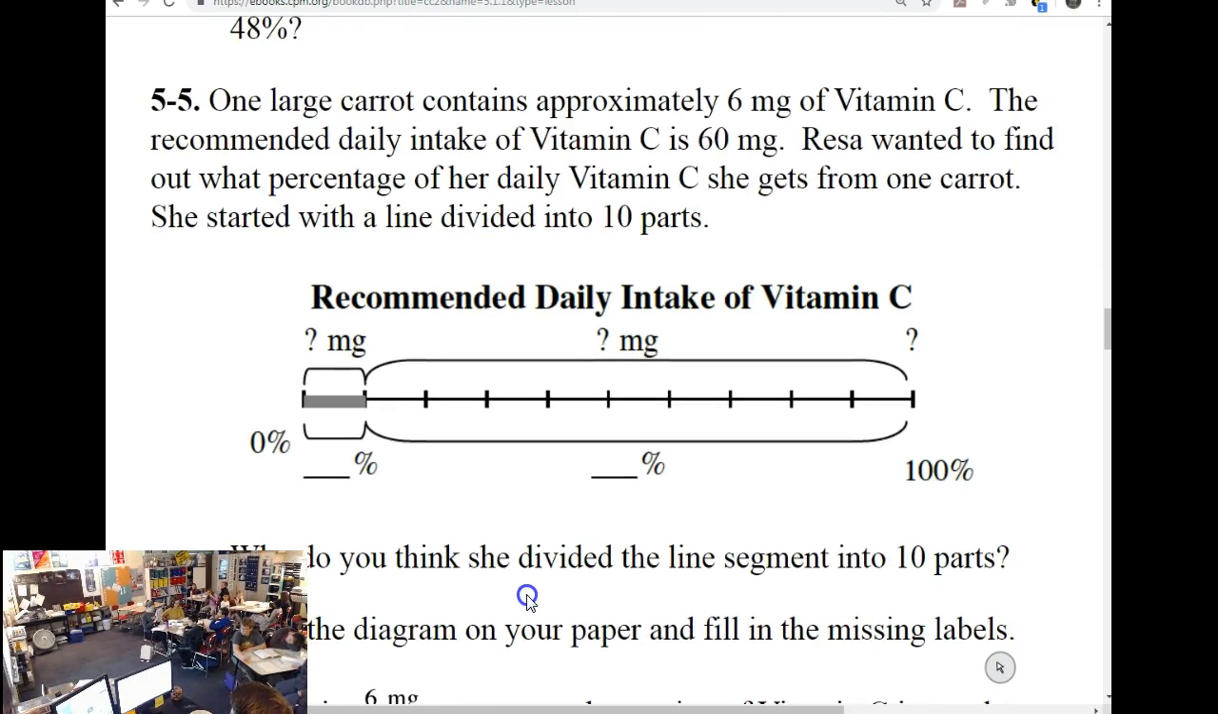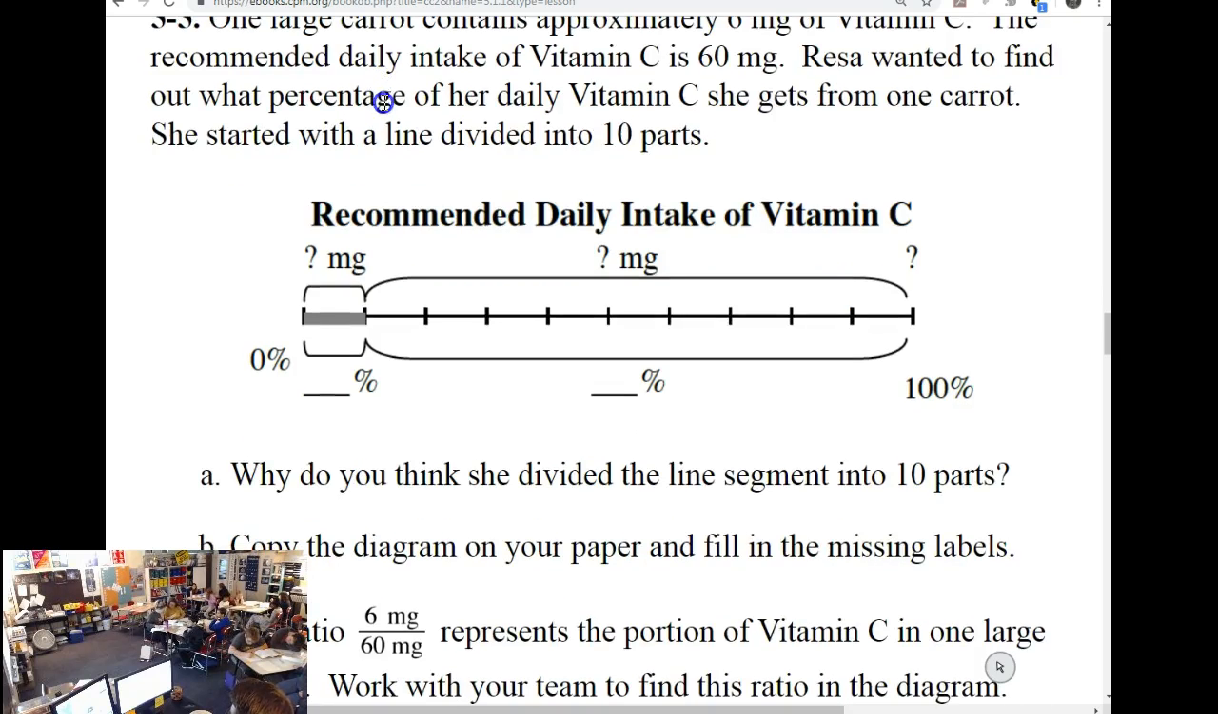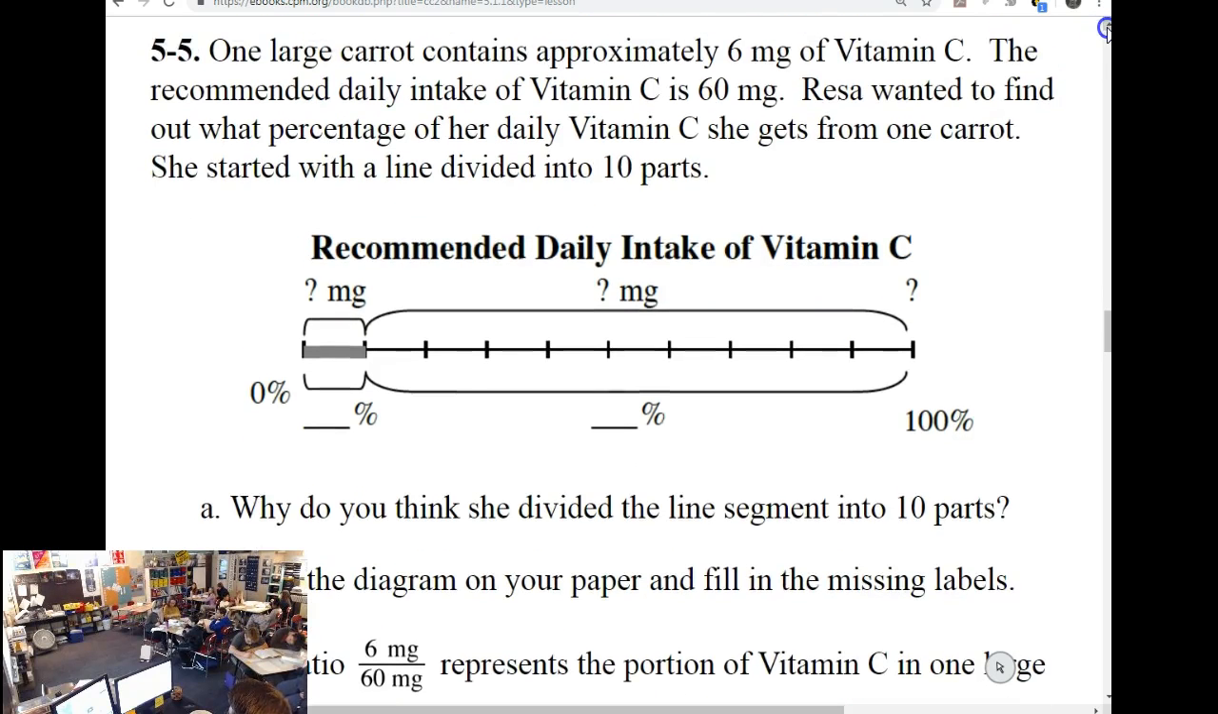Try number 5. Read what they tell us. Talking about carrots now. Read it in your head.